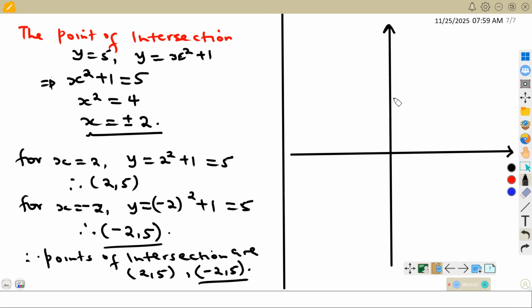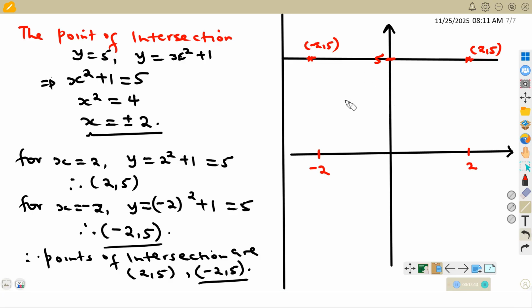Okay, so let us first put the points of intersection. We have negative 2 and 5. So we can have 5 here. This is our 5. So this will give us this point. This is negative 2 and 5. And another point is 2 and 5. So 2 and 5 will be at this given point.